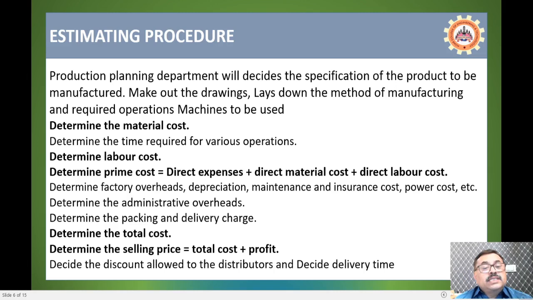To determine the selling price of a product, the total cost plus profit will give you the selling price of a particular product. After you find the selling price, you can give the discount for the distributors and decide the delivery time of a product.